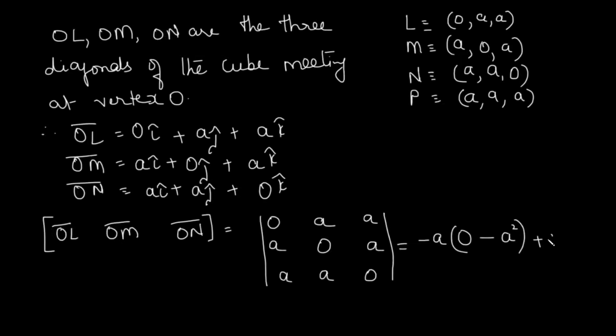Plus the last term, that is A into A becomes A square, minus A into 0 becomes 0. This way, minus A into minus A square becomes A cube, plus again A cube, which is 2A cube. Now the volume of a parallelepiped.